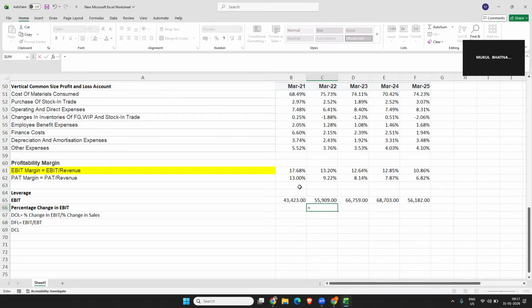So I'm calculating the change here equal to bracket start, current value minus previous value divided by previous value, enter. So this is my percentage change in EBIT.